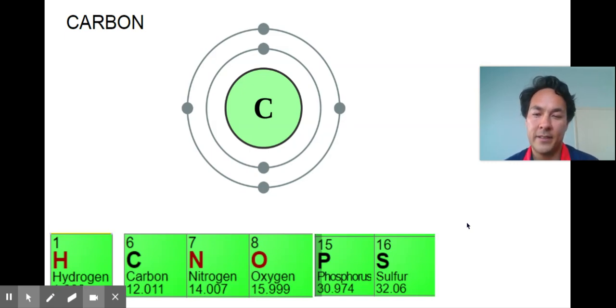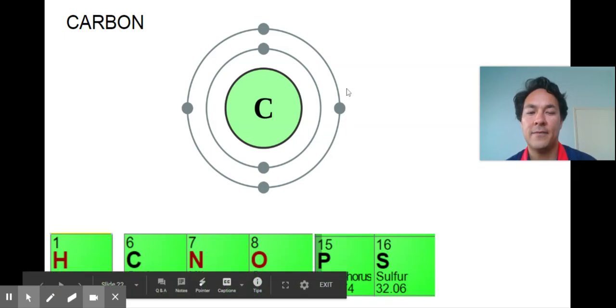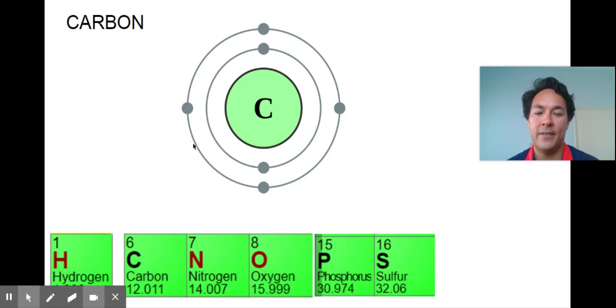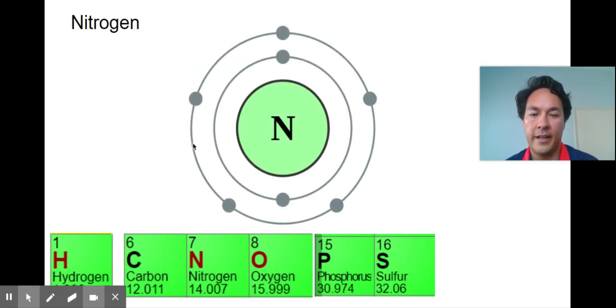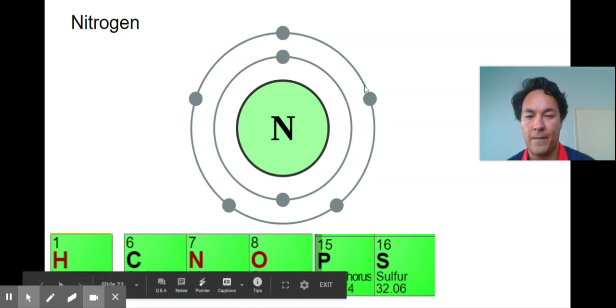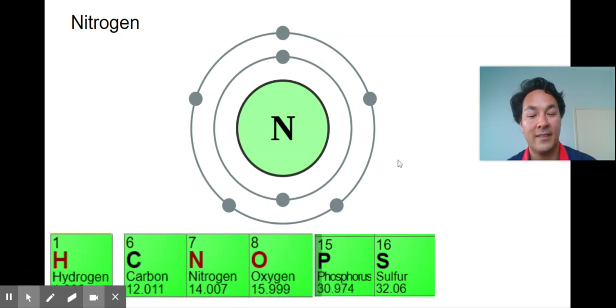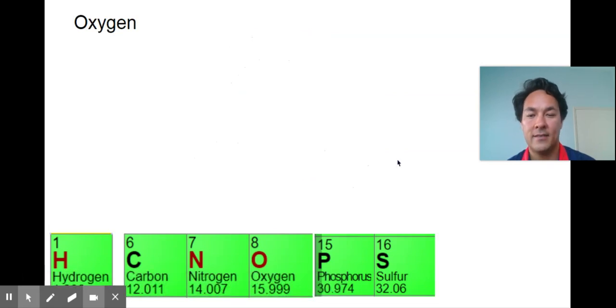Carbon's like your friend that makes friends with everybody, right? And so it can bond with lots of other elements in order to fill it up and get these 8 valence electrons. Let's look at nitrogen. Nitrogen has 2 here, so it's got 7 electrons, right? And so it's going to have 5 on its outer level. So it's missing 3 to get to 8.